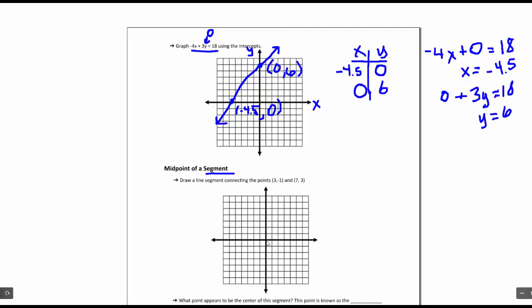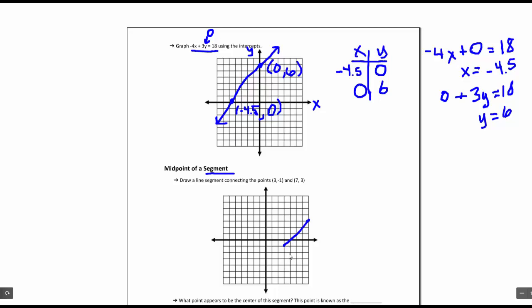using what we learned in the last video. 3, -1 is 3 to the right and down 1. That's our first point. And then 7, 3, that's 7 to the right and up 3, making another point. So the line that connects those would continue going forever in both directions, but the segment starts at that first point and ends at the second one.